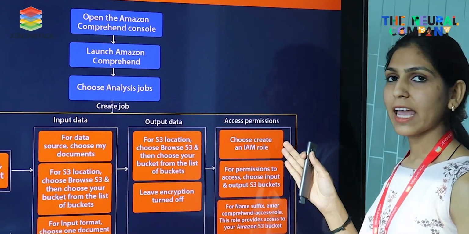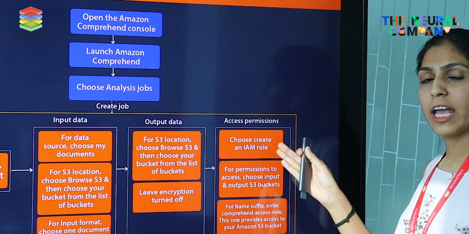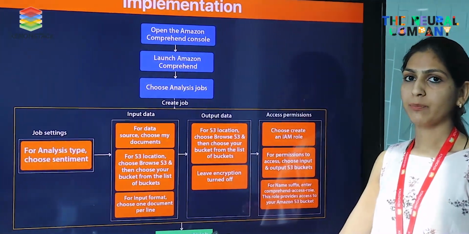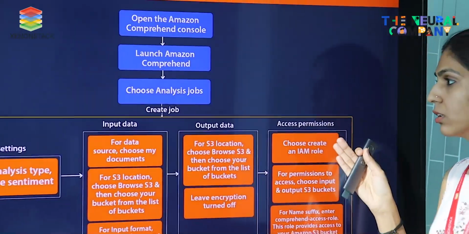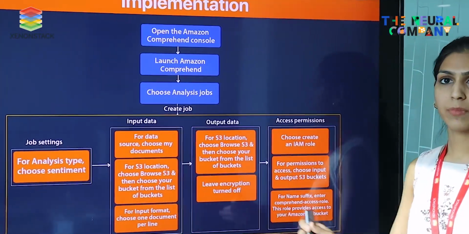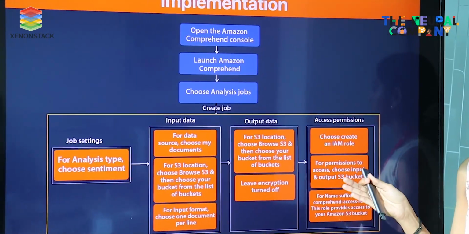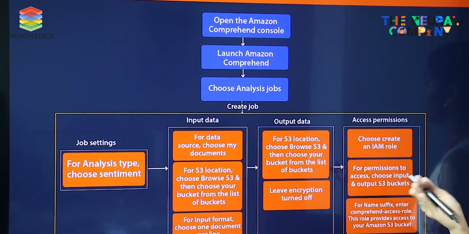Now the last is access permission. In this section, we create an IAM role for accessing the result. And finally, we create a job for it. This job detects the sentiment of the data we have input in this section. And after that, we can view these jobs in a list of jobs with a new field named status.